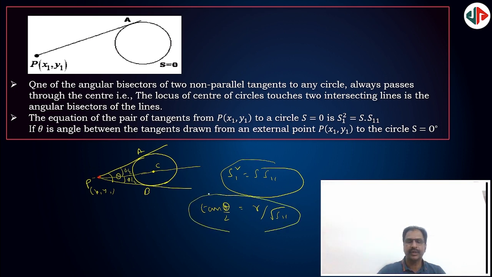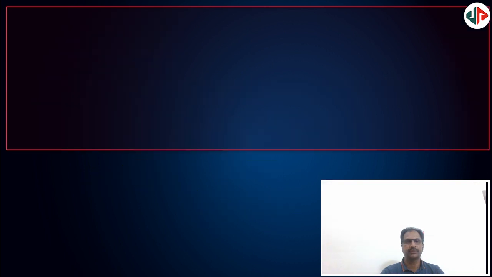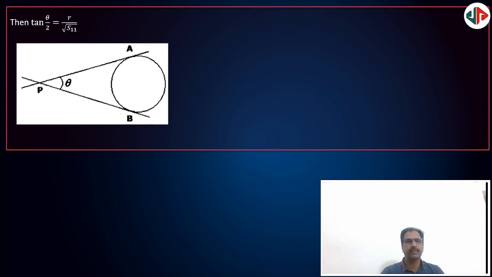This is the formula for finding the angle between the tangents. This is the formula for finding the combined equation of a pair of tangents. Tan theta by 2 is equal to r by root S11 is the formula for finding the angle between the tangents drawn from an external point to the circle S = 0. So it is given here. If theta is the angle between the tangents, tan theta by 2 is equal to r by root of S11.